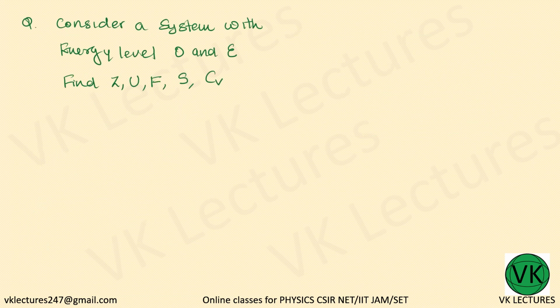This is a question. Consider a system with energy levels 0 and E. Find the partition function Z, the energy U, Helmholtz free energy F, the entropy S, and CV, specific heat capacity at constant volume. Now the Z is equal to sum over s of e to the power minus beta Es. So there are two levels, 0 and E. So 0 corresponds to 1 plus e to the power minus beta E. For e to the power minus beta times the first energy, which is 0, so e to the power 0 is equal to 1. So Z equals 1 plus e to the power minus beta E.